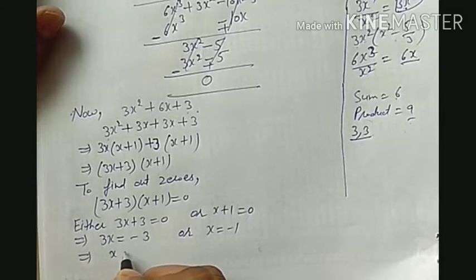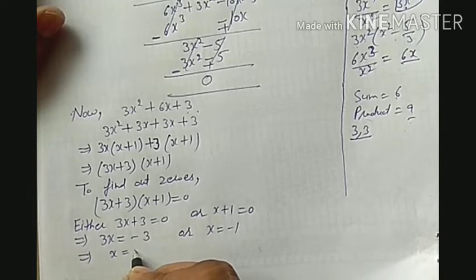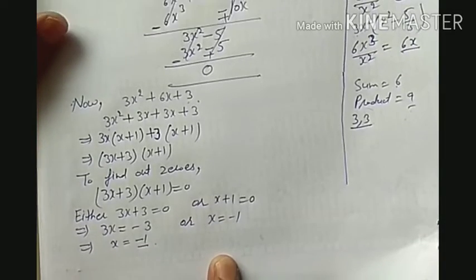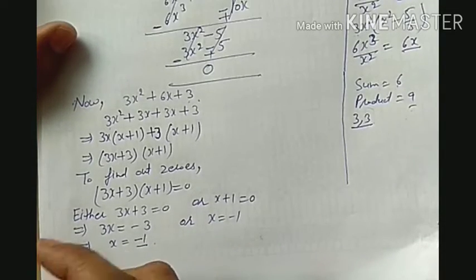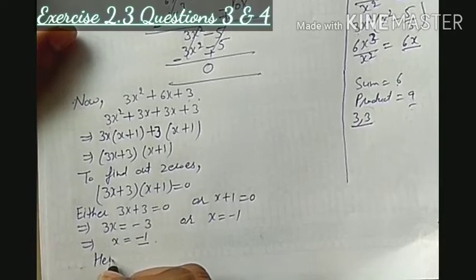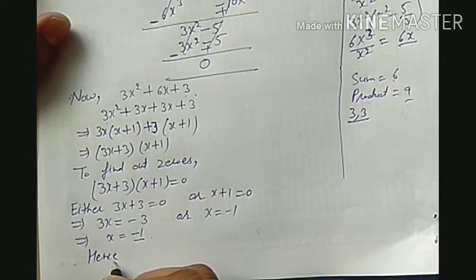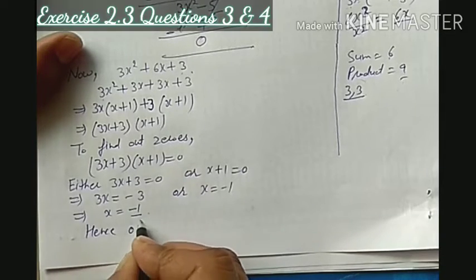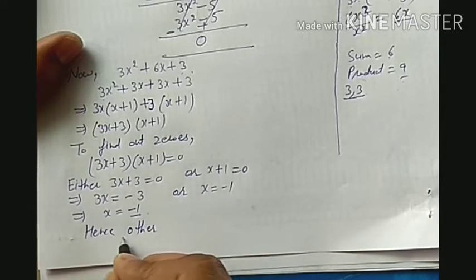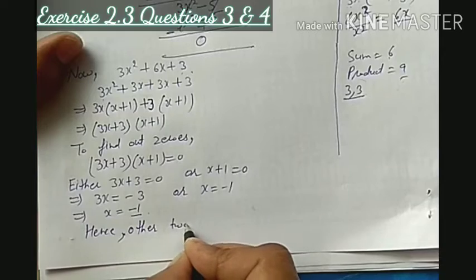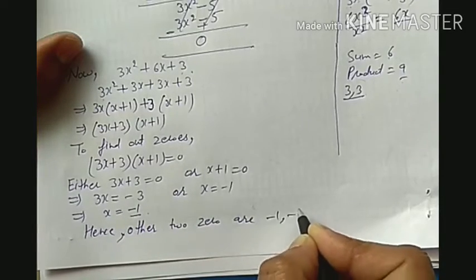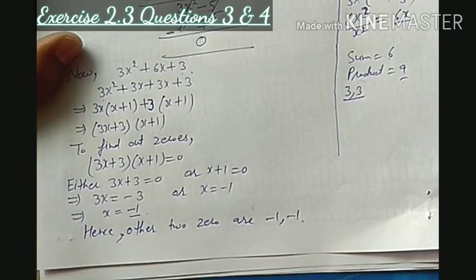Here x is equal to minus 3 divided by 3, minus 1. So minus 1 and minus 1 are the remaining 2 zeros. Hence, other two zeros are minus 1, minus 1. I think you get it.